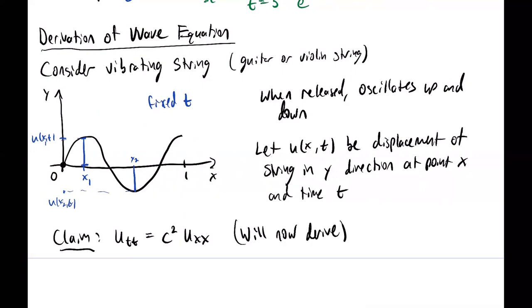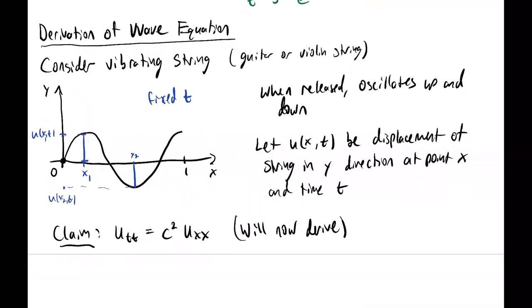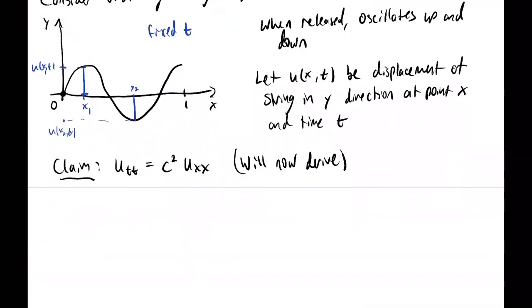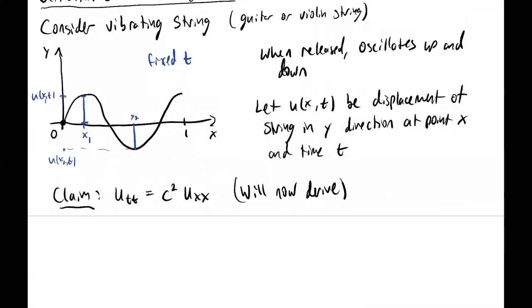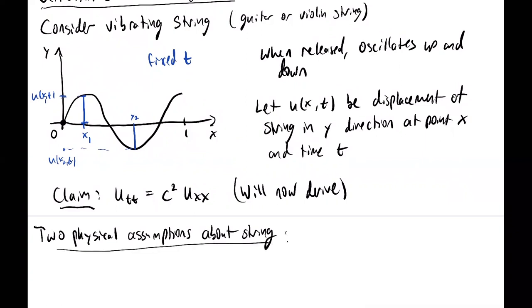We're going to derive this equation in a slightly simplified context, which will help indicate exactly what this constant is. We're going to begin by making some physical assumptions, in particular two physical assumptions about the string, just to simplify matters. The first assumption is that the density of the string is constant, equal to some number, the Greek letter rho.